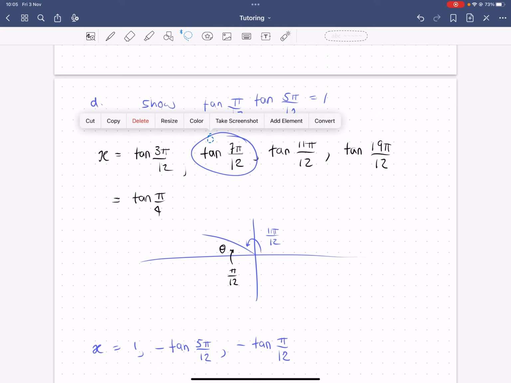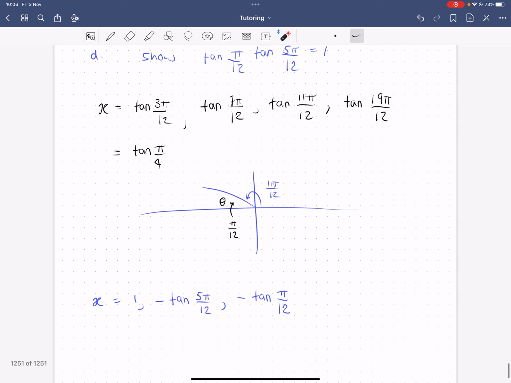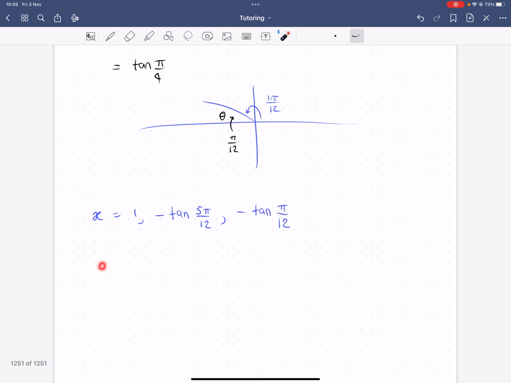Now we're basically there because we don't need to consider any more of our solutions, because we've figured out that two of my solutions are equivalent to what we were after in the question. So if we consider the product of the roots, the product is going to be 1 times minus tan of 5 pi on 12 times minus tan of 5 pi on 12. Oh, I meant to say pi on 12.